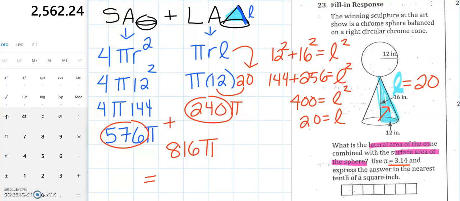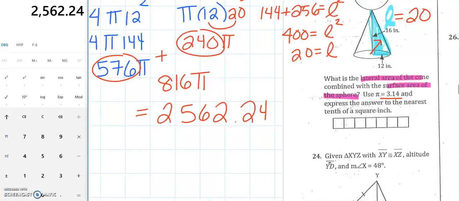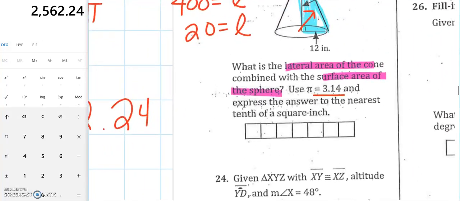2,562.24 is what I get in my calculator. Now the question asked me to round to the nearest tenth of a square inch. So that means I'm going to put down 2,562.2. All right, next question.